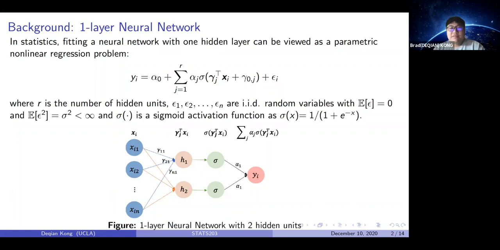First, I want to give some basic knowledge of a one layer neural network. Here by one layer, I mean one hidden layer. So given a set of data X, fitting a neural network with one hidden layer is just a parametric nonlinear regression problem. It's a parametric model because we already know the number of hidden units, right? I also have drawn a simple visualization of a one layer neural network here. Okay, next slide, please.